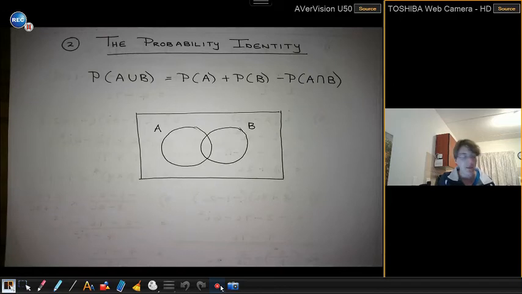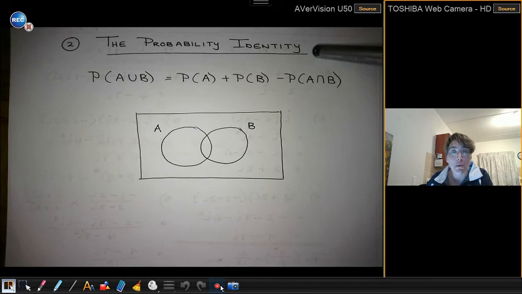Hello grade 12s. This is the second part of your grade 11 revision, specifically looking at the probability identity, mutually exclusive events, independent events, and such.